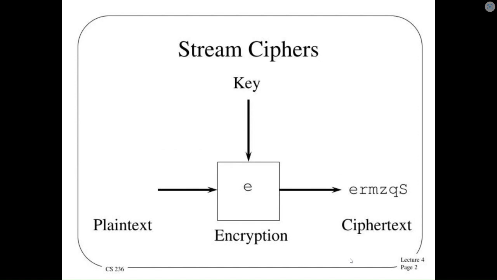Stream ciphers. So we can see the diagram here. Firstly, we'll input the plain text and we'll input the key. Then we'll do the encryption, and then the ciphertext will be obtained.